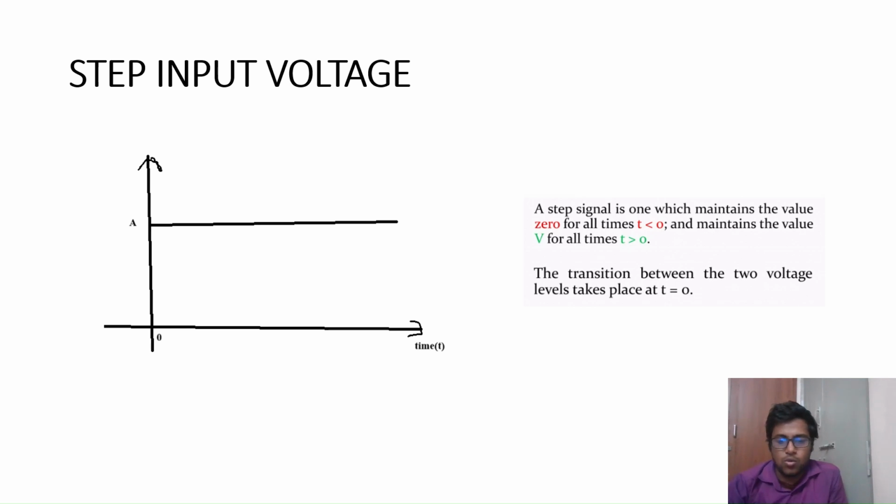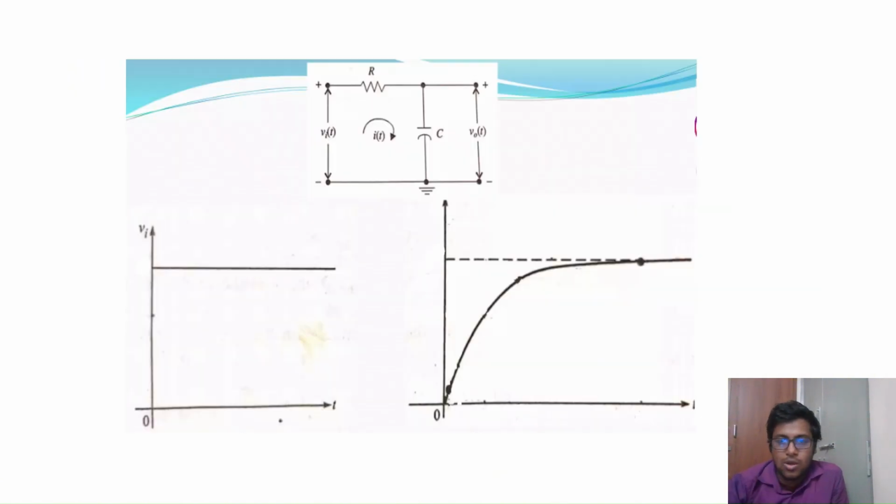Okay, now we can move on to how the capacitor will behave, or in other words how the low pass RC circuit will behave, whenever you are applying the step input voltage. So this is your low pass RC circuit. Whenever you are applying the input signal, which is a step signal, at t equal to 0 your input voltage will jump from 0 to A. So let us call this particular magnitude value A.